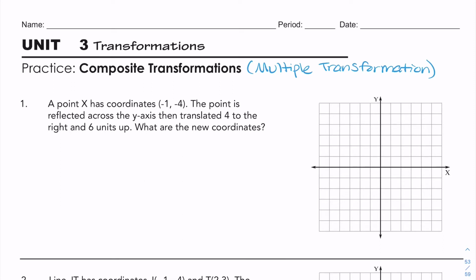You'll get a 2-for-1 on this one because this worksheet counts as both the lesson and as the worksheet that you'll submit for credit. A point X has coordinates -1, -4. The point is reflected across the y-axis and then translated 4 units to the right and 6 units up. What are the new coordinates?